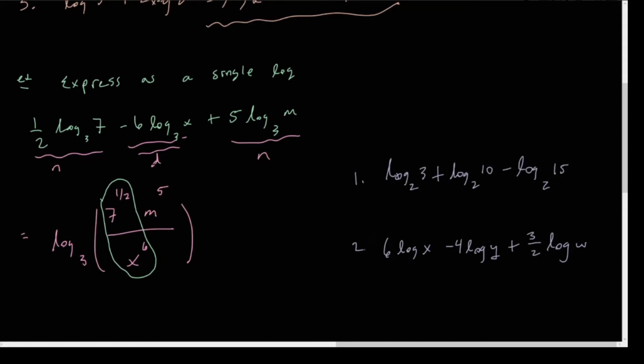I'm good. You good? Alright, let's go ahead and go over these. So this becomes log base 2 of 30 divided by 15, or log base 2 of 2, which is actually 1. So the answer to number 1 is 1. And then the answer to number 2 would be log of x to the 6th divided by y to the 4th times w to the 3/2.